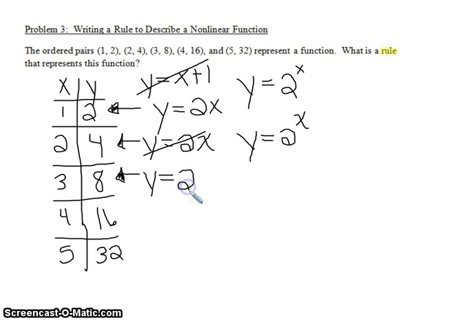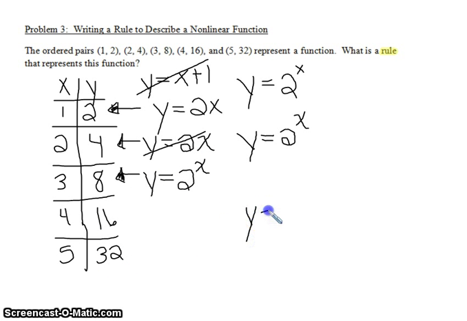So let's see if it's going to work for the next 2. It's made it through 3 rounds here. So let's try the fourth one. Plug 4 in place of x. 2 to the fourth power. 2 times 2 times 2 times 2 gives me 16. So check, it works there. All right, what about 5? If you plug 5 in place of x, you're going to have 2 to the 5th power. And if you type that in your calculator, or do that in your head, you are going to get 32. So we have found it.